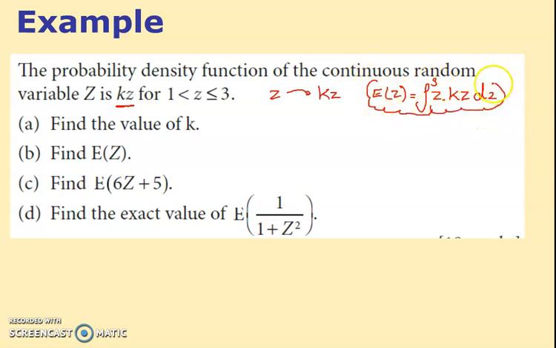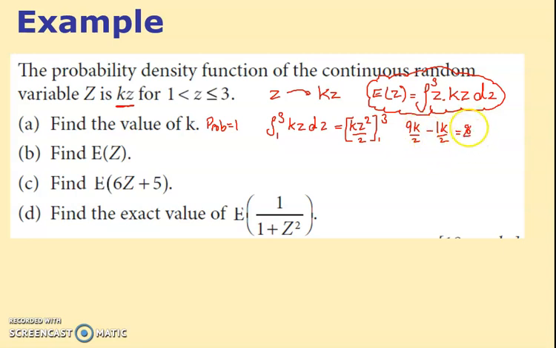Now that's to find the E(Z). I notice actually part B wants me to do that, but part A says find the value of k. Now to find the value of k, we just use the idea that the total probability equals 1. So let's do that. The integral from 1 to 3 of kz dz this time. That will give me kz squared over 2, between 1 and 3. So put 3 in, I get 9k over 2. Put 1 in, I get k over 2, which is 8k over 2, which is 4k. And of course this all equals 1. So I think k is a quarter.